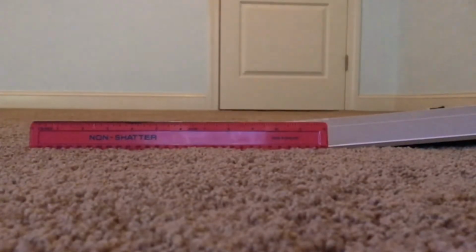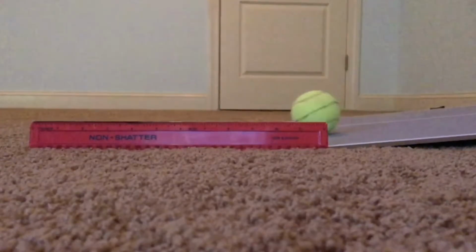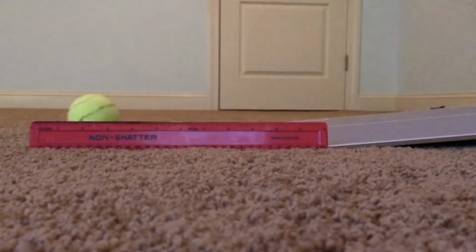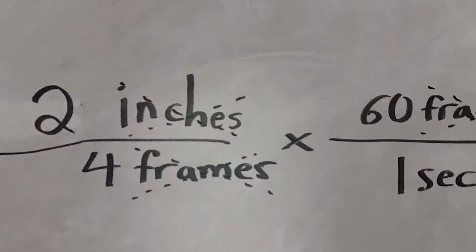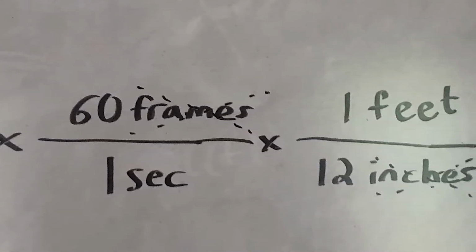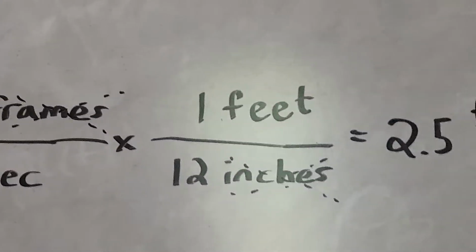To record my data, I went through the slow-mo footage and paused after 4 frames and then did the displacement over time formula. Then I had to convert the units into feet per second. Here is the dimensional analysis.